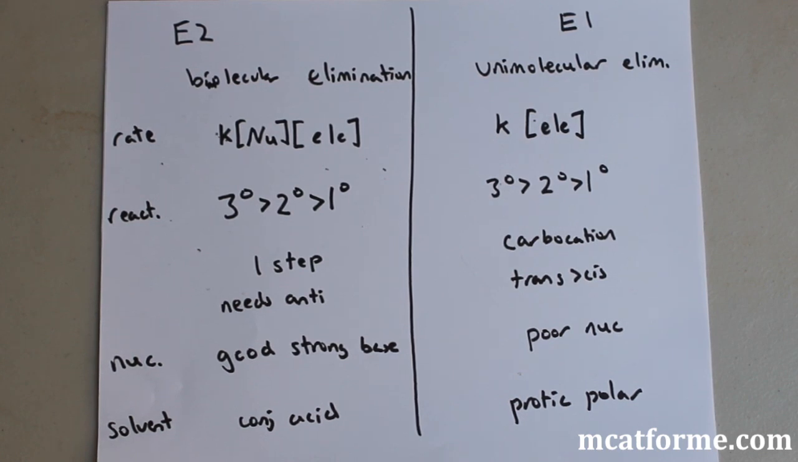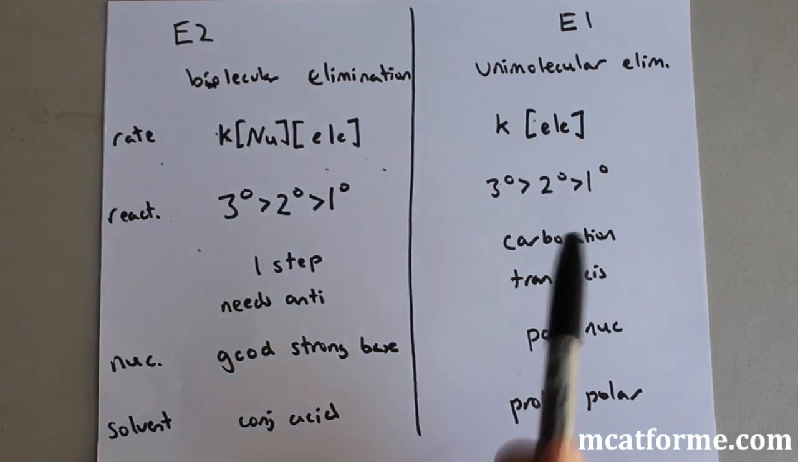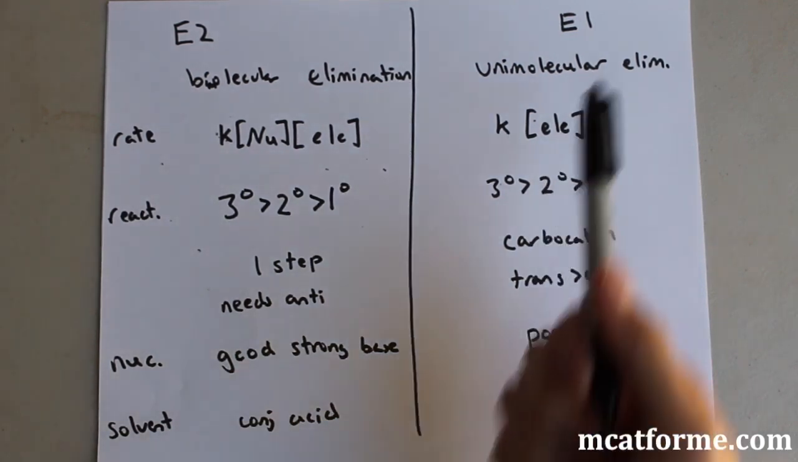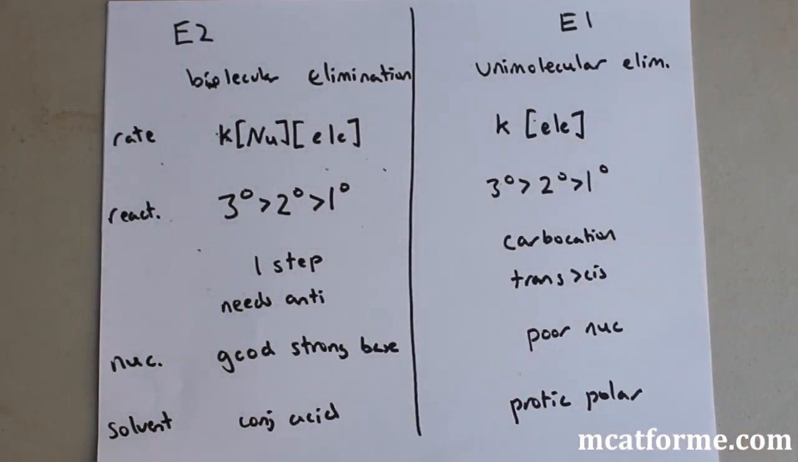Now that we have the mechanism down, we're going to be looking at the facts, like before. E2 is called bimolecular elimination versus E1, unimolecular elimination. And remember, just like SN2, the reason why is because of the rate. The rate in E2 is dependent on the nucleophile and the electrophile, versus just the electrophile in E1. That's why we get unimolecular, just the electrophile. The reactivity is going to be tertiary greater than secondary greater than primary, and the same goes for E2 and E1.